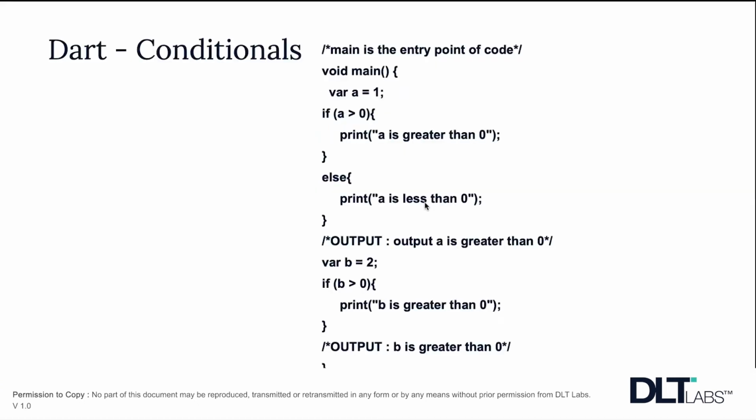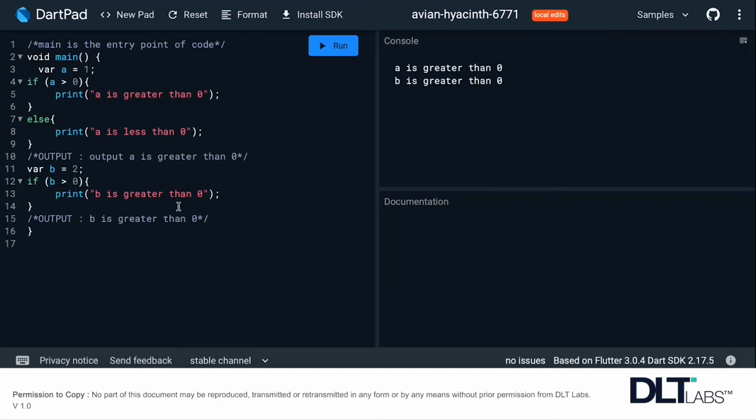Dart conditionals. Let's talk about the Dart conditional. So basically, when we talk about conditional, it becomes if, else, if else, either this or that, correct? So if we have this type of condition or decision to be made, we will use if else. For example, we have a variable a equal to 1.